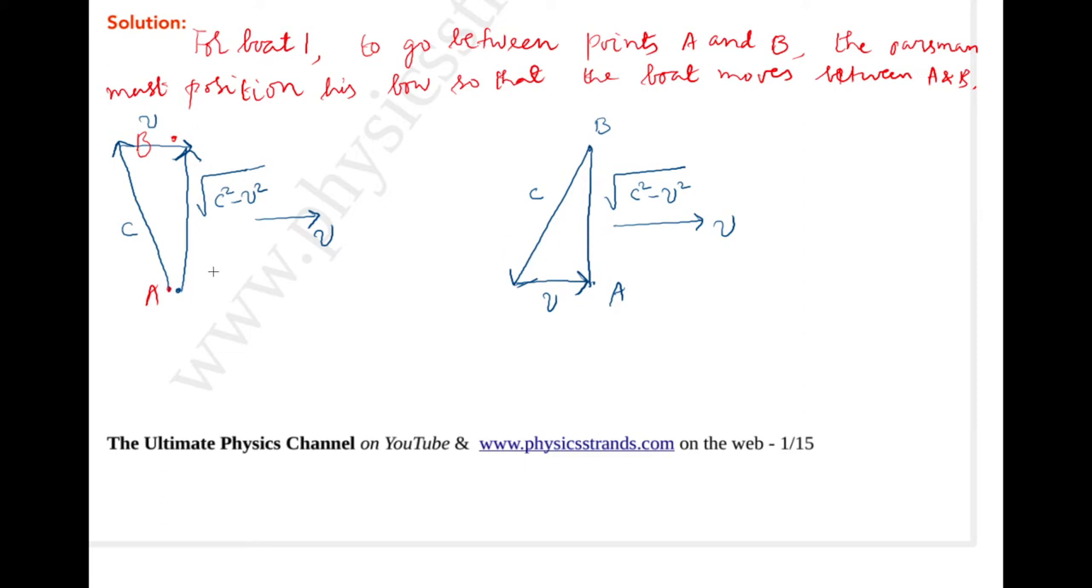So whichever boat, boat one or boat two, makes the round trip in the shortest time is the winner, right? So that boat, one can assume, is going to win the race. So let us calculate the time for the first boat. Time for boat one. Let us call the time T1.